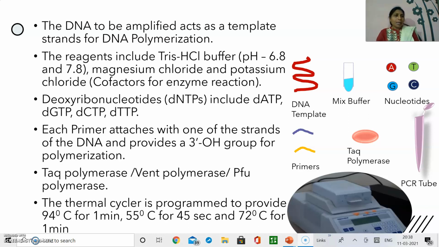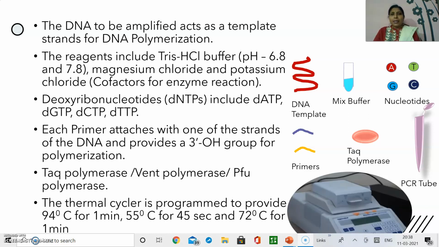And the thermal cycler machine is programmed to provide the heating and the cooling. It is set so that the temperatures here will be changing from time to time. It will maintain 94 degrees centigrade for 1 minute, 55 degrees centigrade for 45 seconds, and 72 degrees centigrade for about 1 minute.